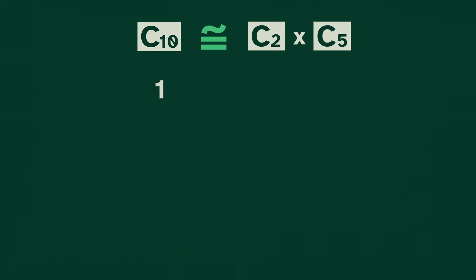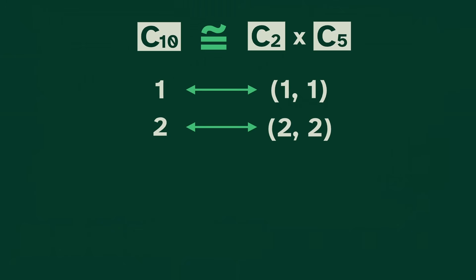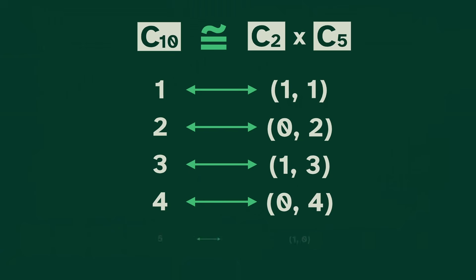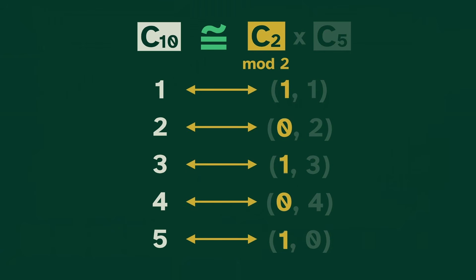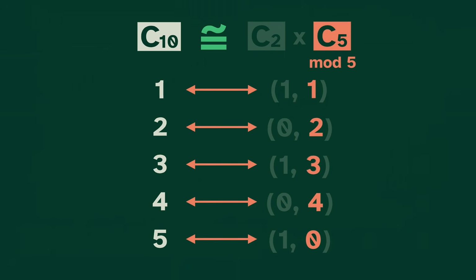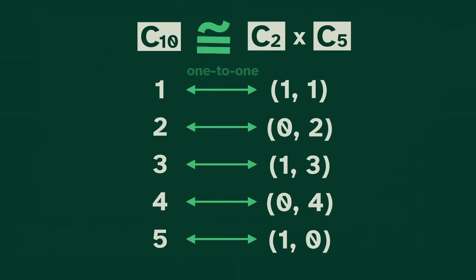In this case, we can map 1 to (1, 1). Then where does 2 map? (0, 2), because the left group is a 2-cycle, so that simplifies. Then 3 maps to (1, 3). 4 goes to (0, 4), and so on. The first coordinate is the value mod 2, and the second is the value mod 5. Calculations work the same in modular arithmetic, and the map is one-to-one, so it's an isomorphism.